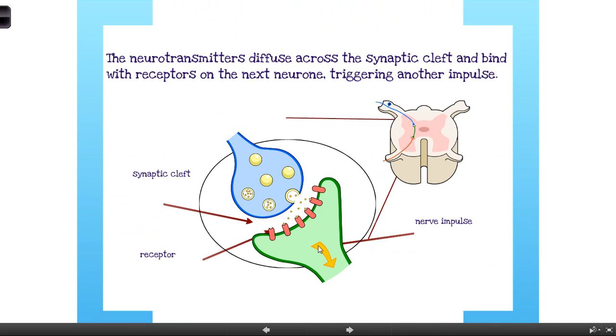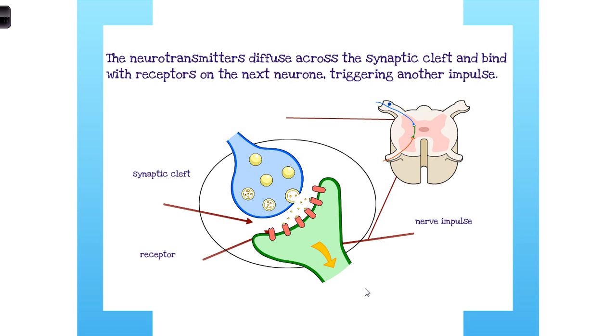So here we go, the neurotransmitters diffuse across the synaptic cleft, across the gap, and bind with the receptors on the next neuron. So this was the axon terminal. They bind to receptors on the dendrites of another neuron, and then the nerve impulse will basically start going down that neuron. So this is how neurons can actually connect together. So it triggers another impulse in the next nerve cell.